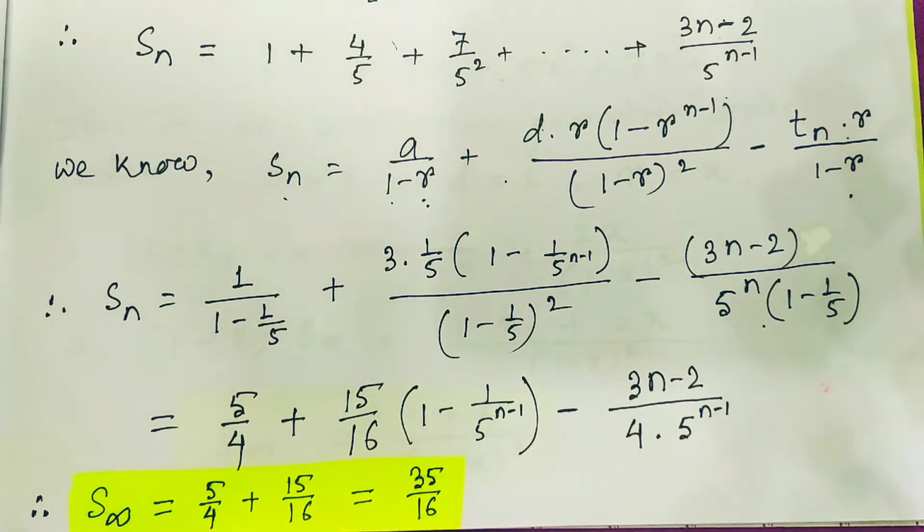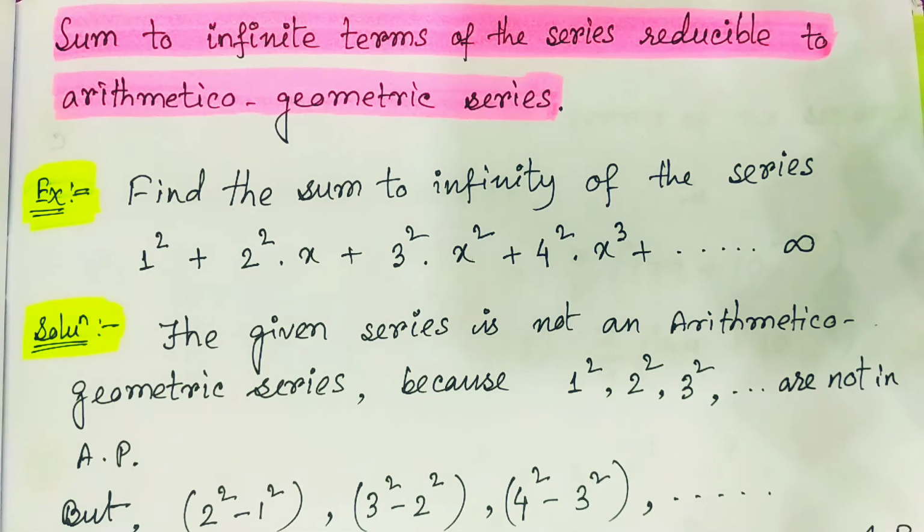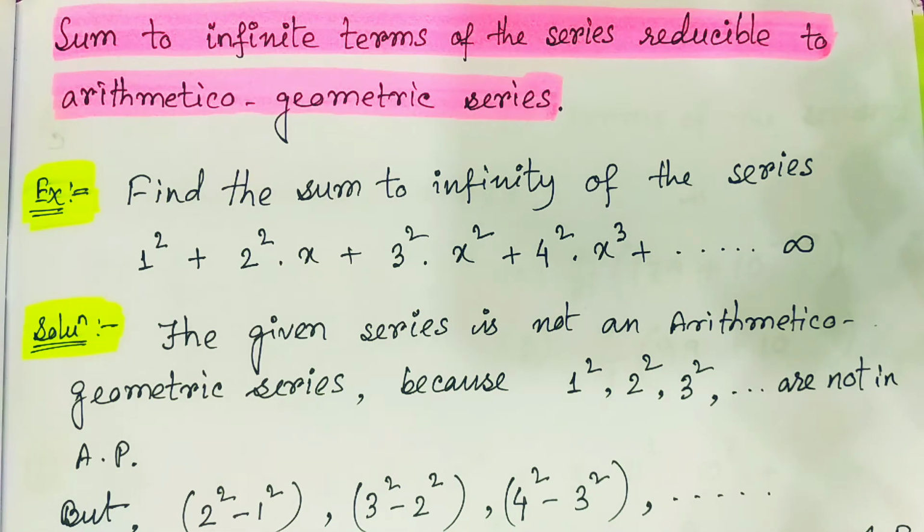Now, what happens? Sometimes we have some series which are not in a proper form. There are so many series which are not directly arithmetico-geometric series, but after some transformation, it can reduce to the arithmetico-geometric series. If such kind of series are given, then how to solve them? For that, I am giving you one more example.